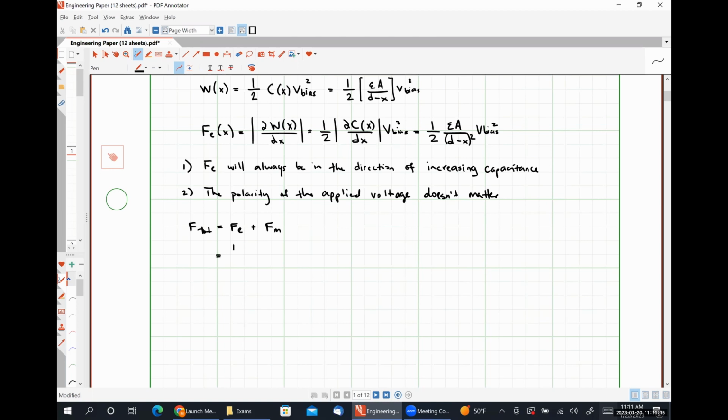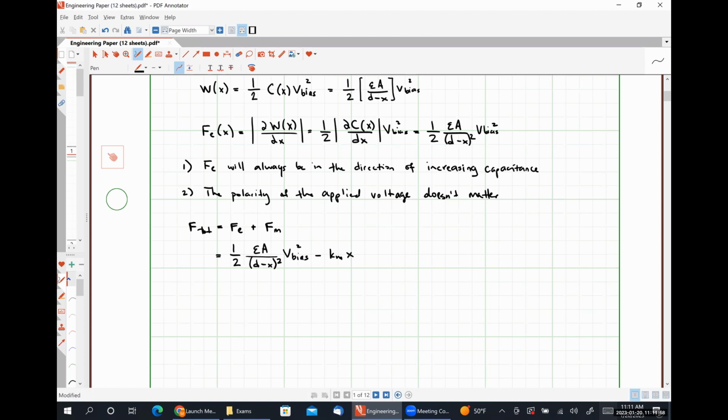So this is going to look like 1/2 epsilon A over (D minus X) quantity squared times our bias voltage squared minus Km times X, where that minus sign comes from the fact that the forces are acting in opposite directions. And I'm assuming the X direction as downwards, so that positive X means the plates are moving closer together.